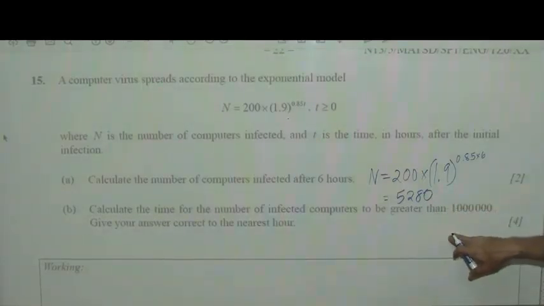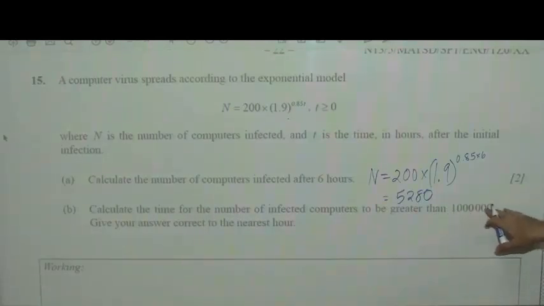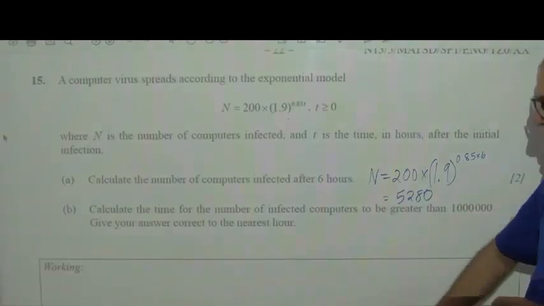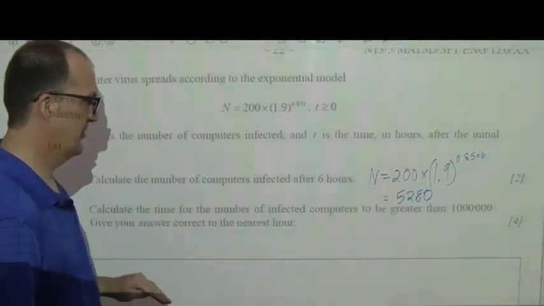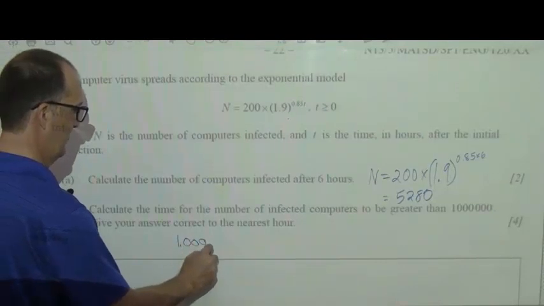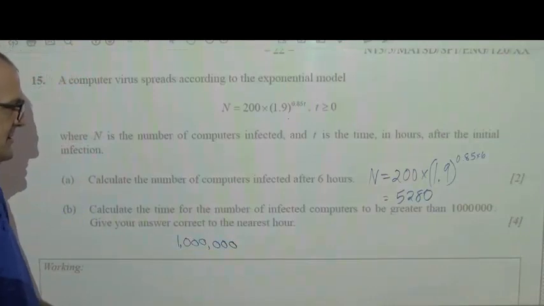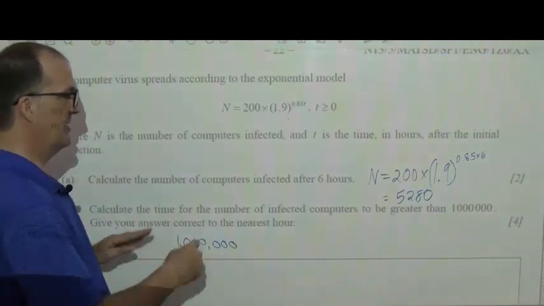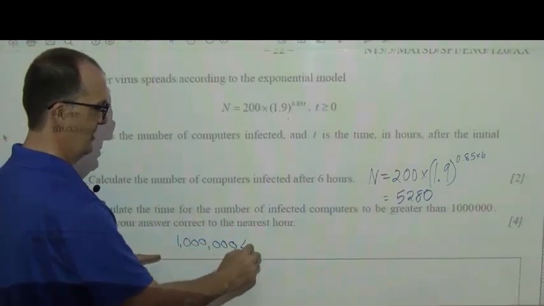And then they ask you to calculate the time for the number of infected computers to be greater than 1 million. And so the very first thing you should do in your working is write out what is this equation that you're trying to solve. And 1 million, I'll add the commas in there just so we can see it distinctly, the number of viruses needs to be greater than that. So this should be greater than.